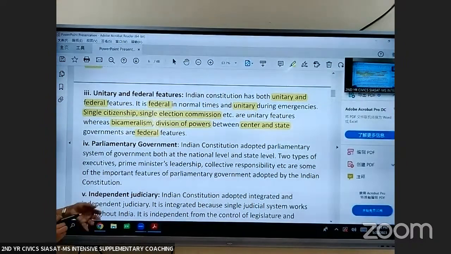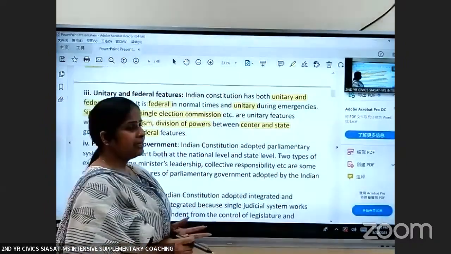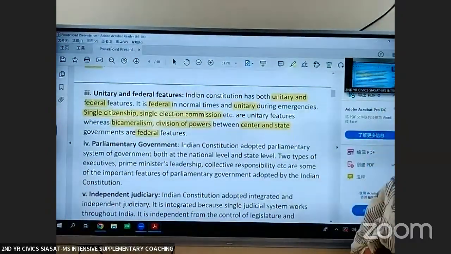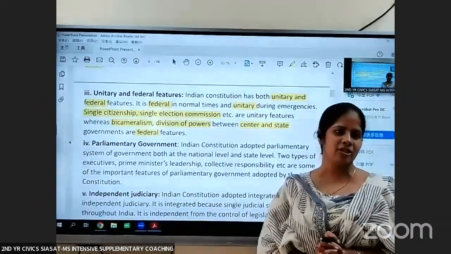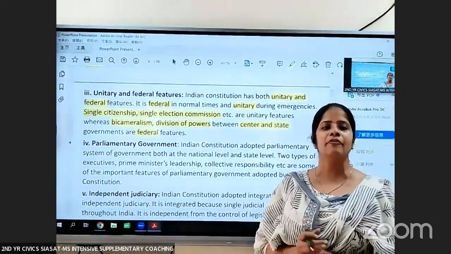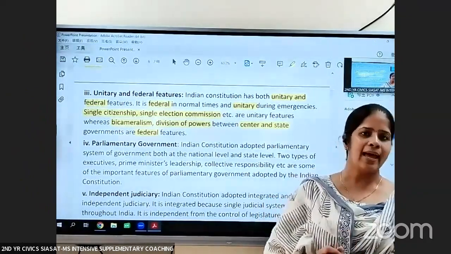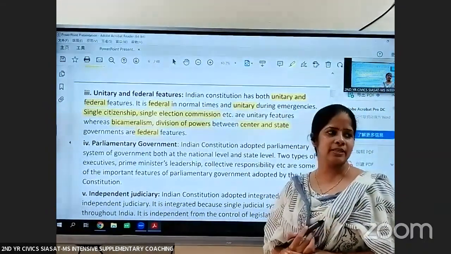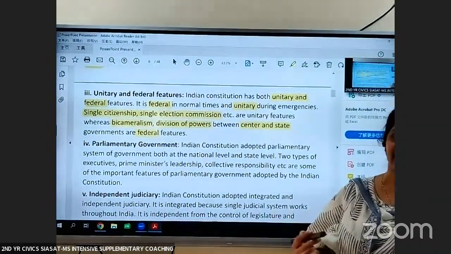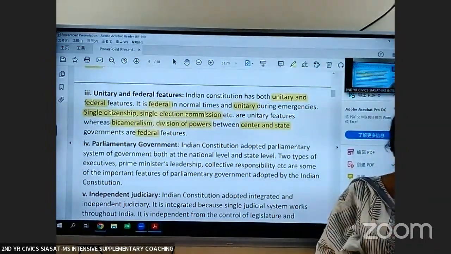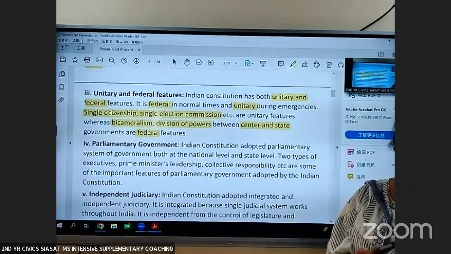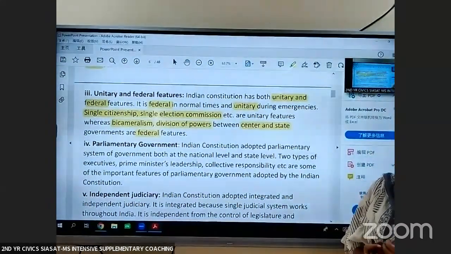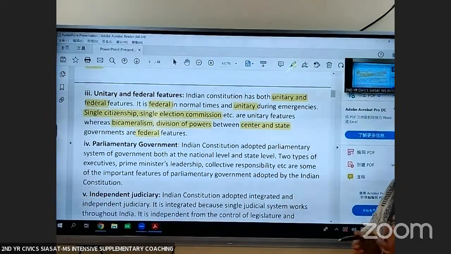Now, coming to the next point, that is parliamentary government. Indian Constitution has adapted parliamentary system of government at national and state level. So what do you mean by parliamentary system? In parliamentary system, we will have two executives, real and nominal executive. So Prime Minister and his ministers, they are the real executives at the national level. Chief Minister and his ministers, they are the real executives at state level. Similarly, President is the nominal executive at the national level, and Governor is the nominal executive at the state level.